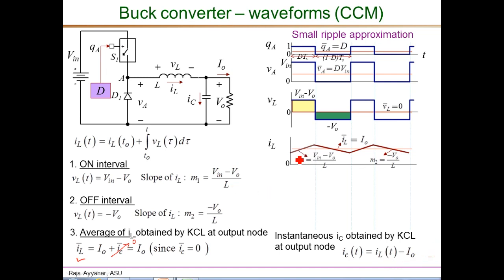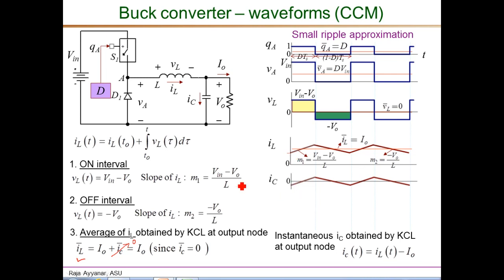So essentially, this is the IL waveform, and the IO is this average value. So just remove the DC component of this waveform IL, we get the capacitor current waveform, which is shown here, obtained essentially by the method that I described. Remove the DC component in IL. So at this instant of time, IL is IO minus a small ripple component, and that is what is shown here, and so on.